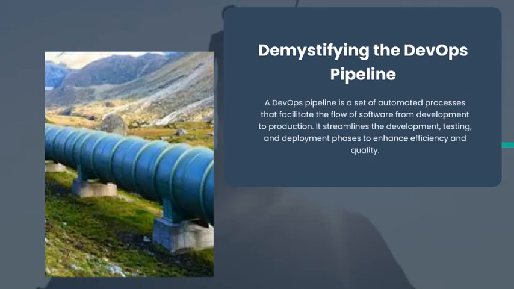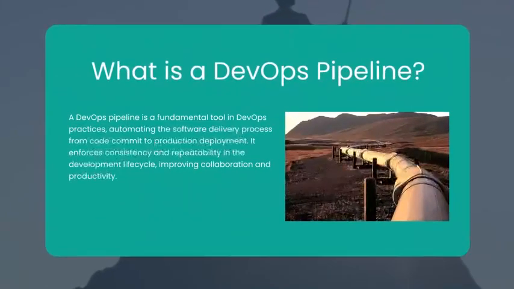Let's demystify the DevOps pipeline. What is a DevOps pipeline? It is a fundamental tool of DevOps practice, automating the software delivery process. The moment you commit your code, it will go to production. That level of deployment happens automatically, keeping consistency and repeatability. That means it's not only one time; any number of times you make code changes, the same process can deploy the code to production. It is a defined workflow. It enables collaboration and increases productivity.